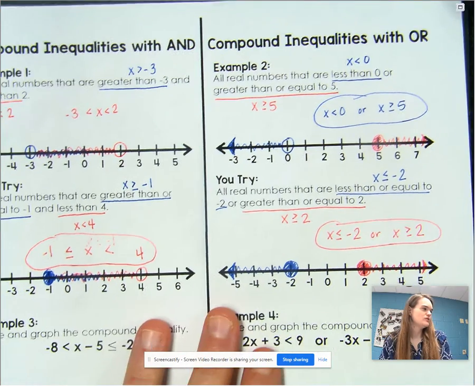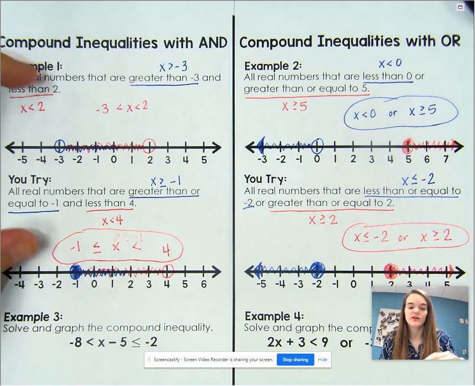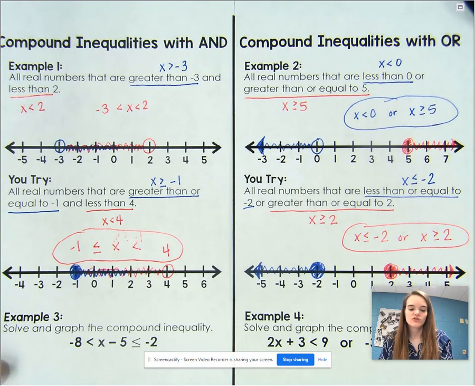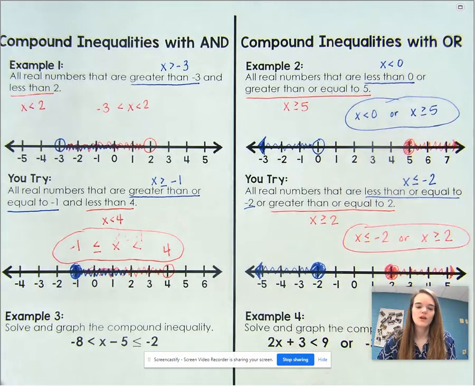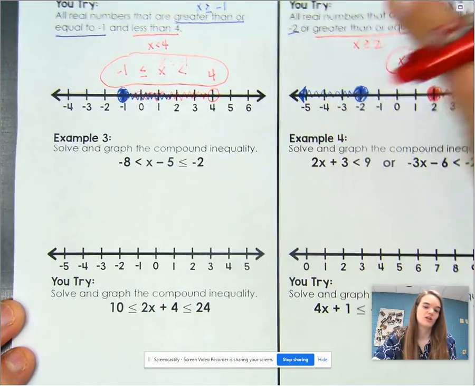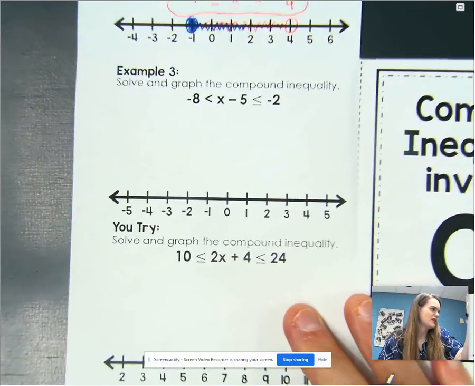All right, so there's how you graph compound inequalities. That's how you read from a sentence and graph them. Let's actually solve them now. We're going to have some examples of solving. We're going to solve the and ones first, so I'm going to close this again just to not be distracted. We're going to do example 3, and then you're going to try the next one yourself.